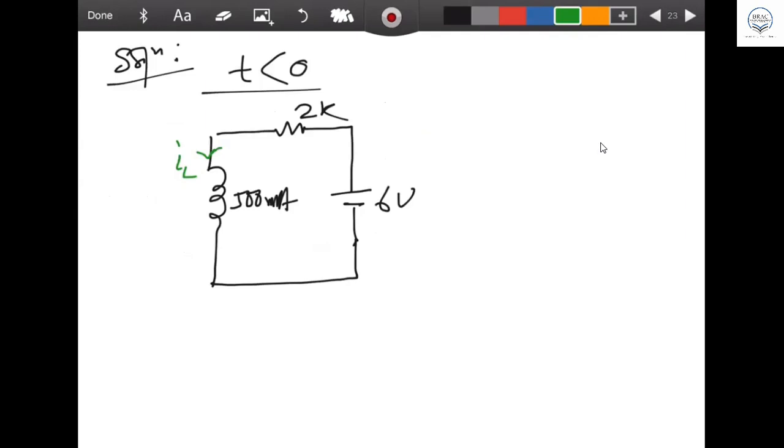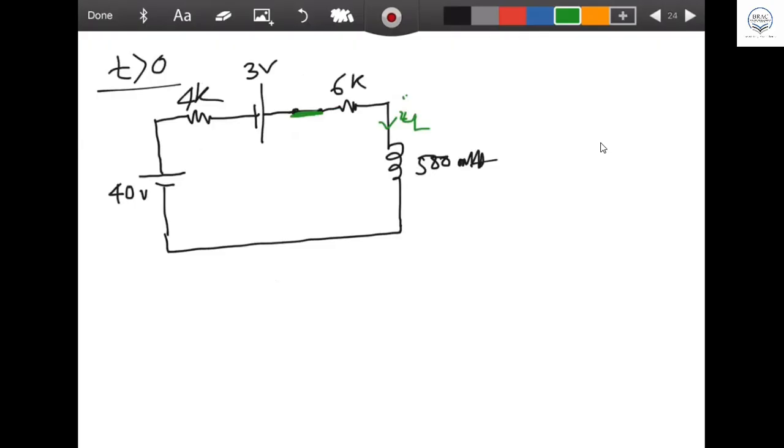Now t is less than 0 will give you the initial condition. T is more than 0 is our point. Now if t is more than 0, this is the scenario that happened. What is this thing actually? If you look, you can do it in this way, that IL, I told you already, IL you have to find like this.